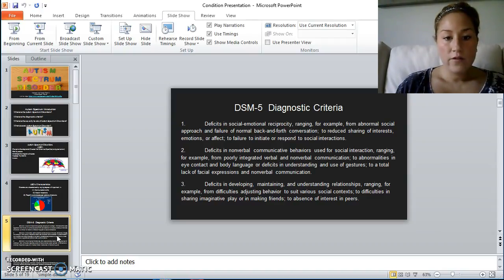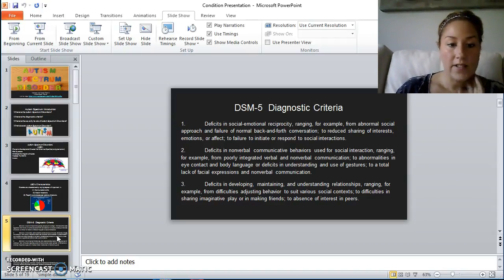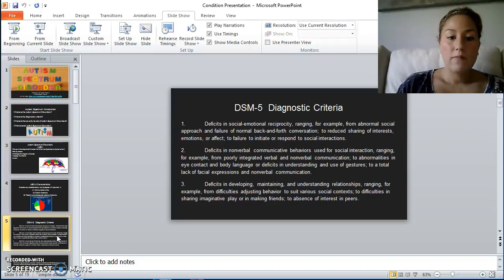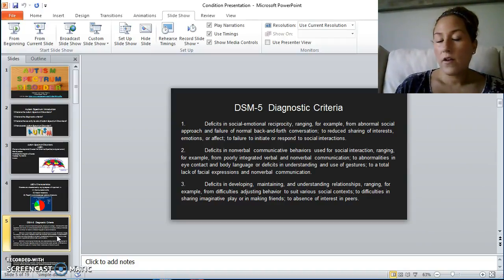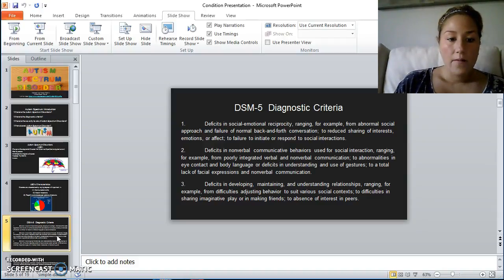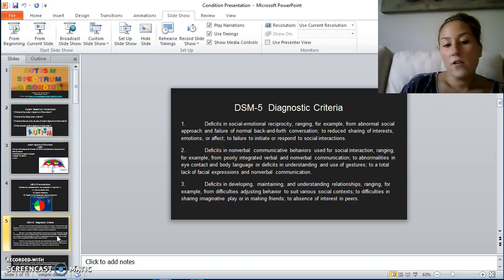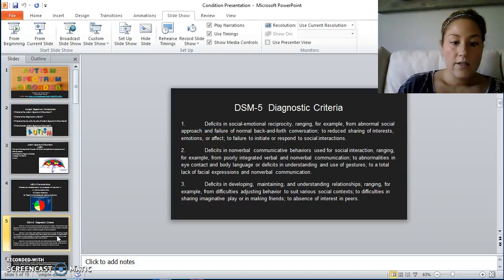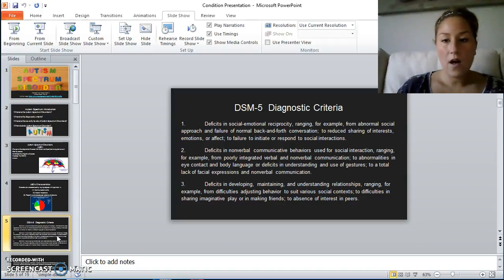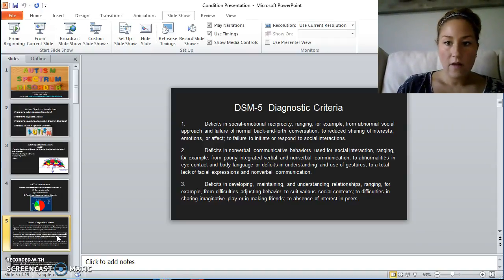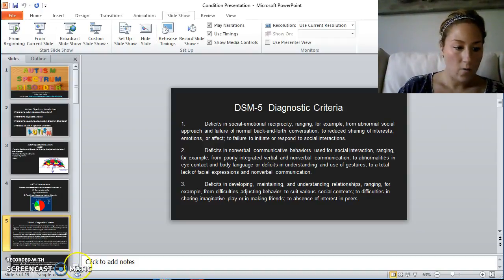Nonverbal communication behaviors are basically their verbal and nonverbal communication, abnormalities in eye contact and body language, and not understanding gestures. A lack of facial expressions is also part of the diagnostic criteria. Maintaining and understanding relationships and difficulties adjusting behaviors and transitioning is another part. And the absence of interest in peers is another huge part of it as well.